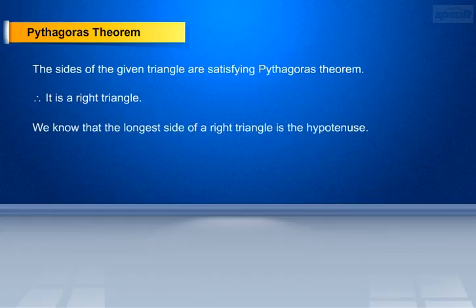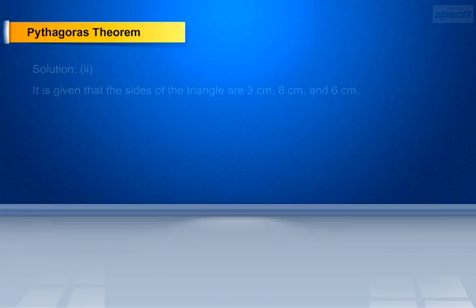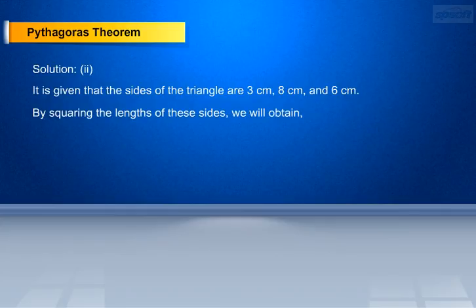We know that the longest side of a right triangle is the hypotenuse. Therefore, the length of the hypotenuse in this triangle is 25 centimeters. Now, the second one. It is given that the sides of the triangle are 3 centimeters, 8 centimeters, and 6 centimeters. By squaring the lengths of these sides, we get 3 square plus 8 square equal to 6 square.